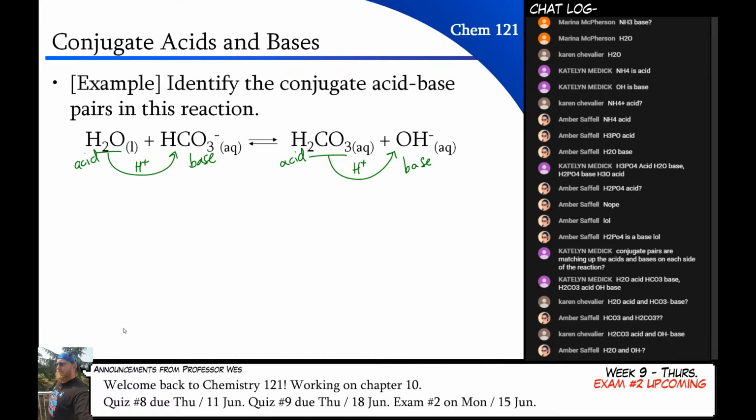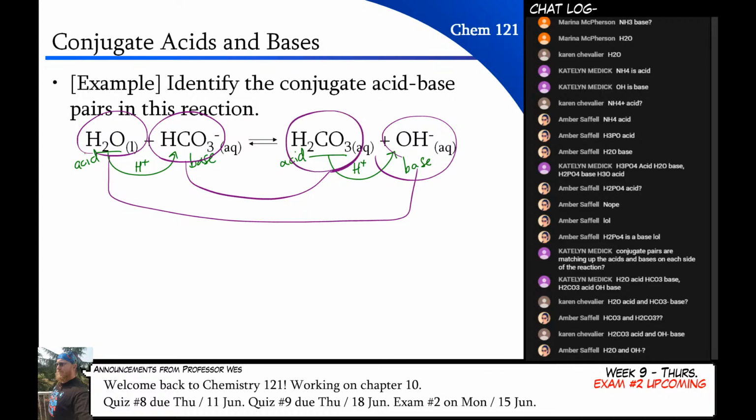And now we can link the conjugates together. So who's the conjugate of water? Well, it's what differs by just an H+. It's hydroxide. And then who's the conjugate of bicarbonate? It's carbonic acid. There you go.